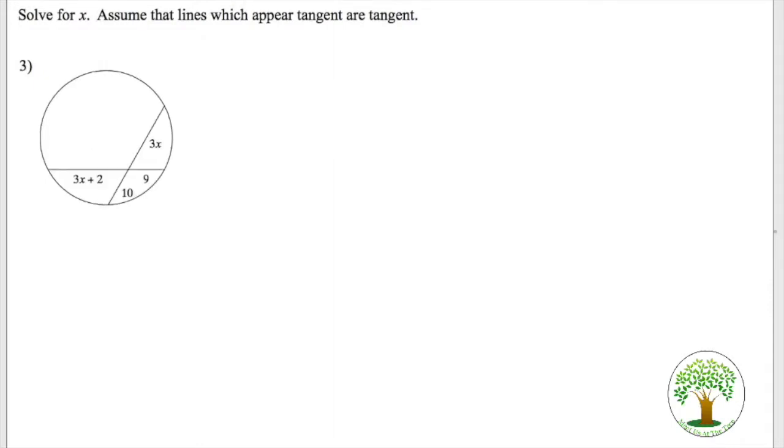This one is the same concept. It's just got letters instead. So I'm going to challenge you. Pause this. Come back when you're finished and see if you got the right answer. We're going to do the same thing. We're going to multiply the 3x times 10. And that should equal the 3x plus 2 times 9.